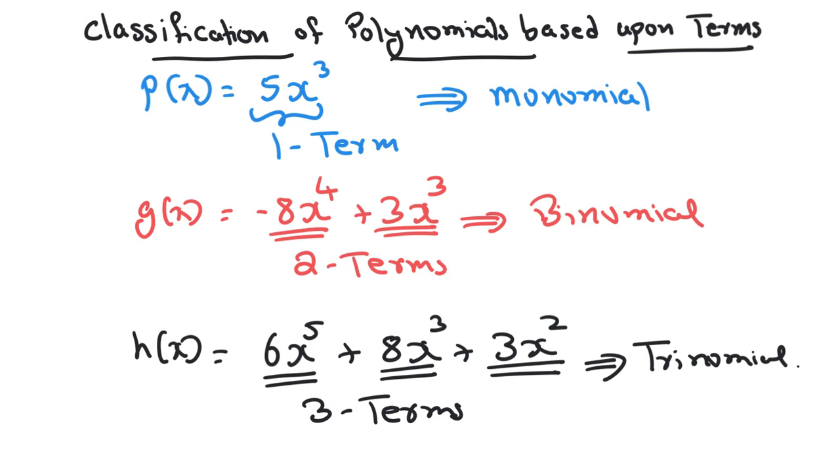Now do you understand how polynomials are classified based upon the number of terms? If it's one term, it's a monomial. If it's 2 terms, binomial. 3 terms, trinomial. This classification is based upon the number of terms. But there is another way of classifying polynomials based upon the number of its degree. Let us try to understand what that is.